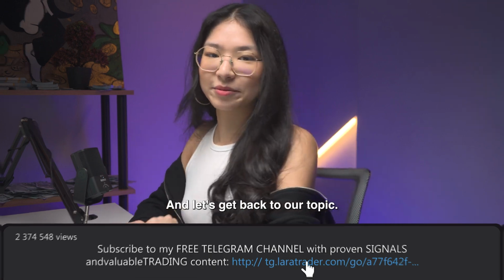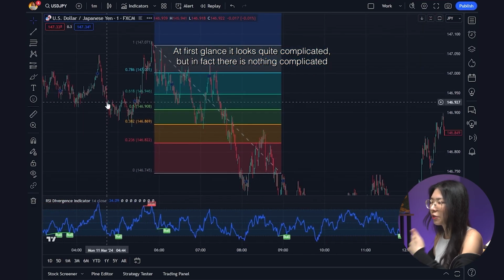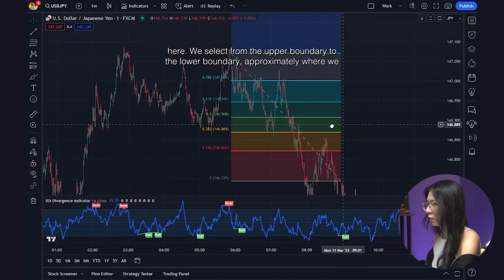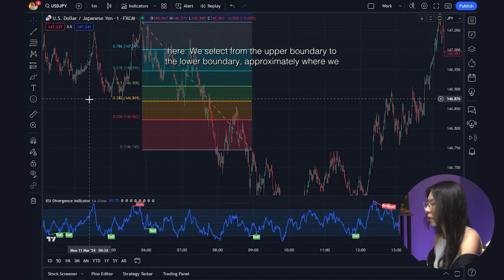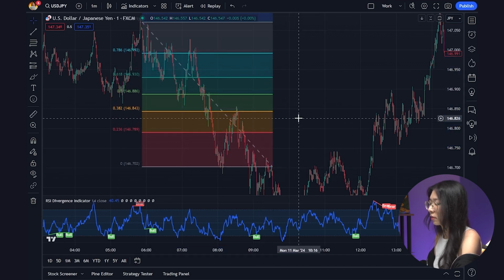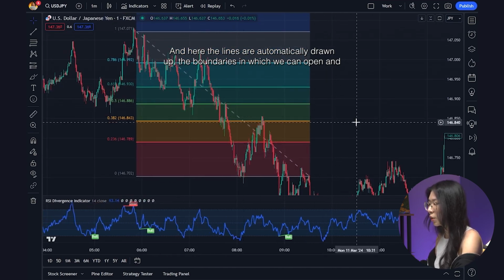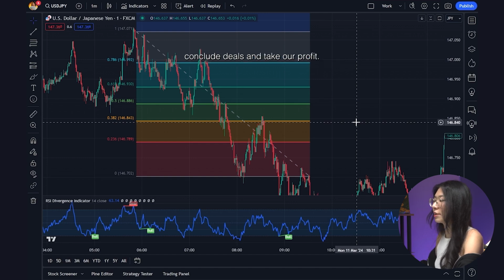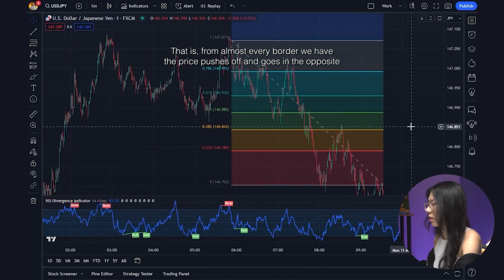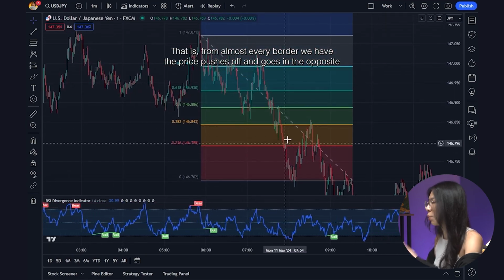And let's get back to our topic. At first glance, it looks quite complicated, but in fact there is nothing complicated here. We select from the upper boundary, from here, to the lower boundary, approximately where the price starts to perform its reversal. This is how it looks, and here the lines are automatically drawn. These are the boundaries in which we can open and conclude deals and take our profit. So it's all analyzed in real time, and from almost every border the price pushes off and goes in the opposite direction.